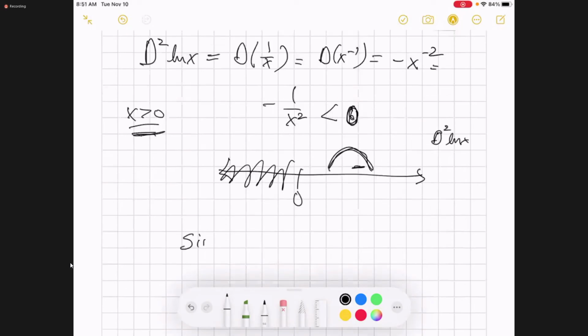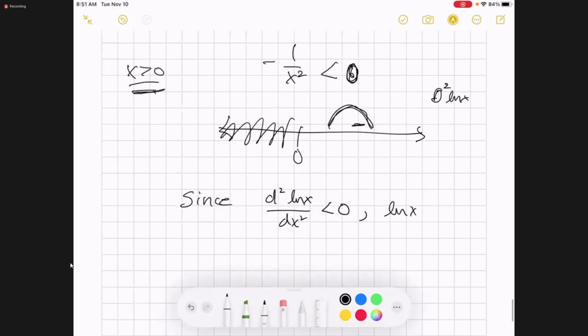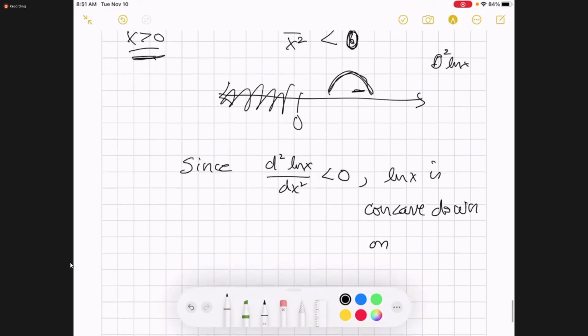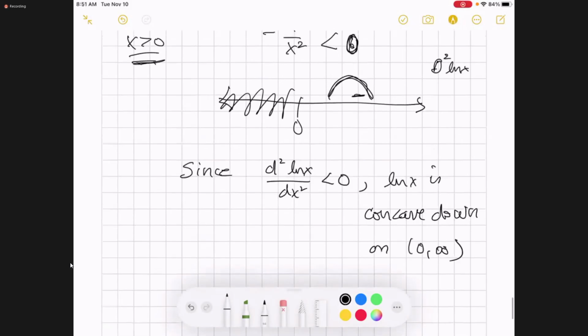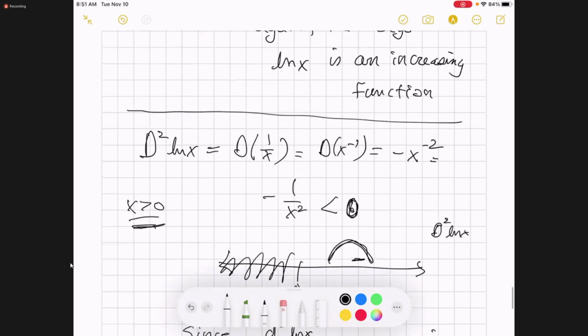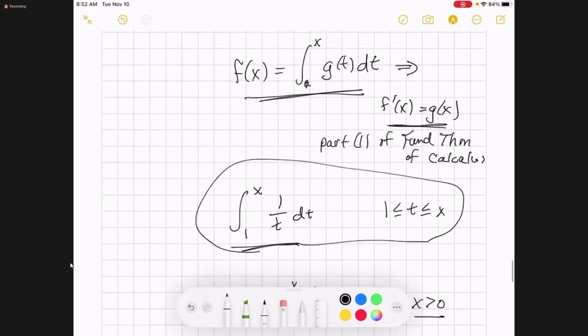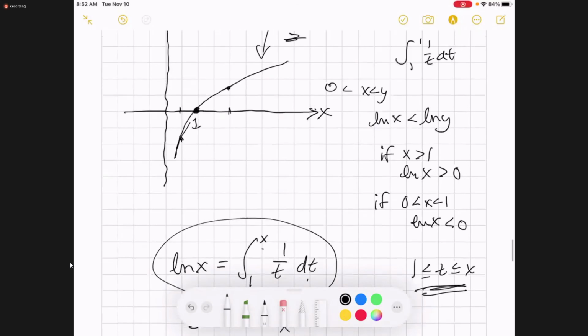Let me write it this way. The second derivative of ln of x with respect to x is less than 0. The natural log of x is concave down on its entire domain, which is the positive numbers. And that means that this picture we started drawing of this function looks like it's concave down.